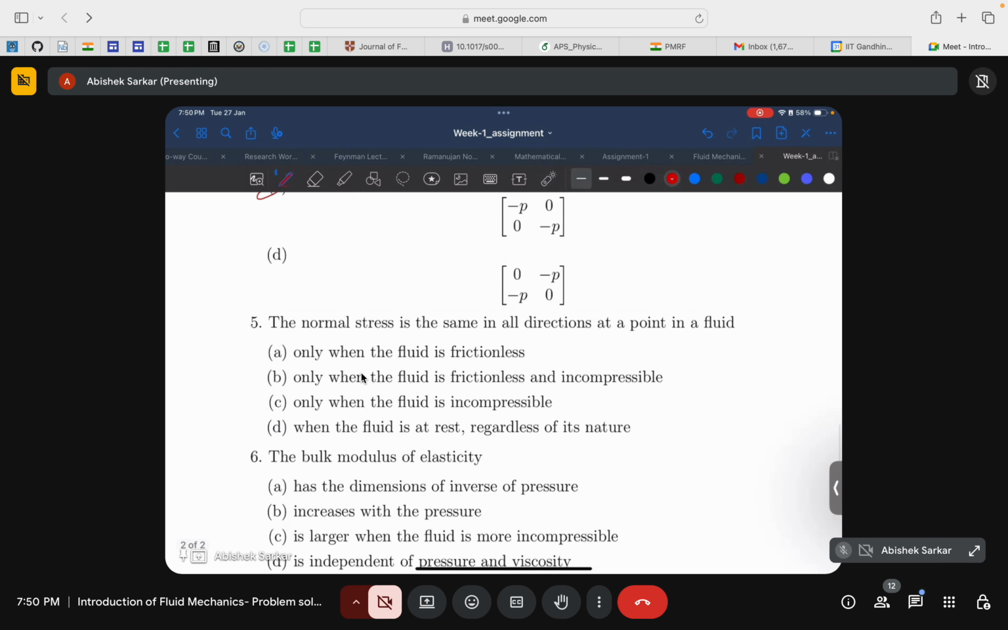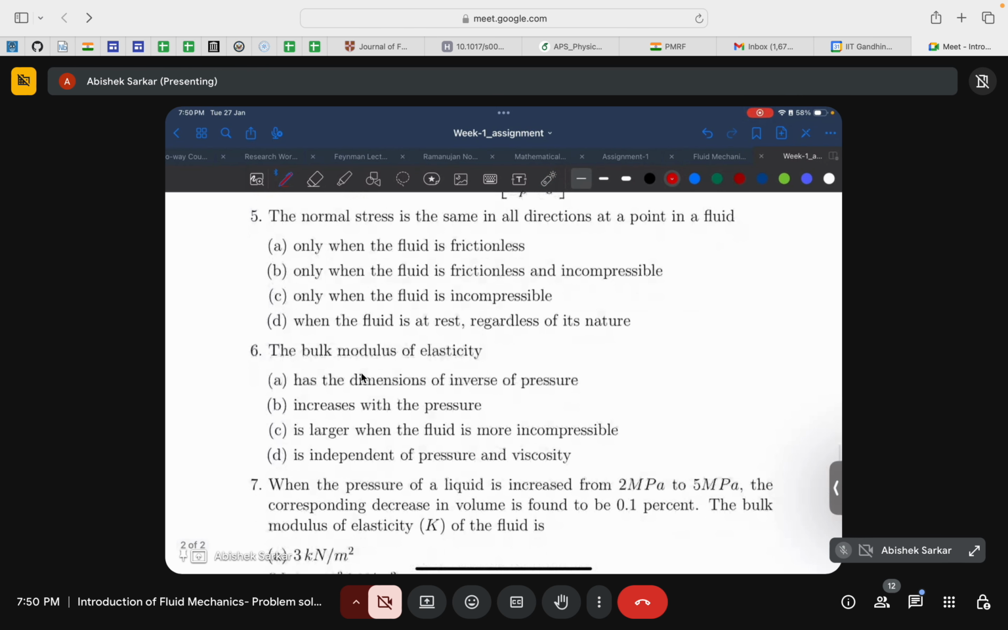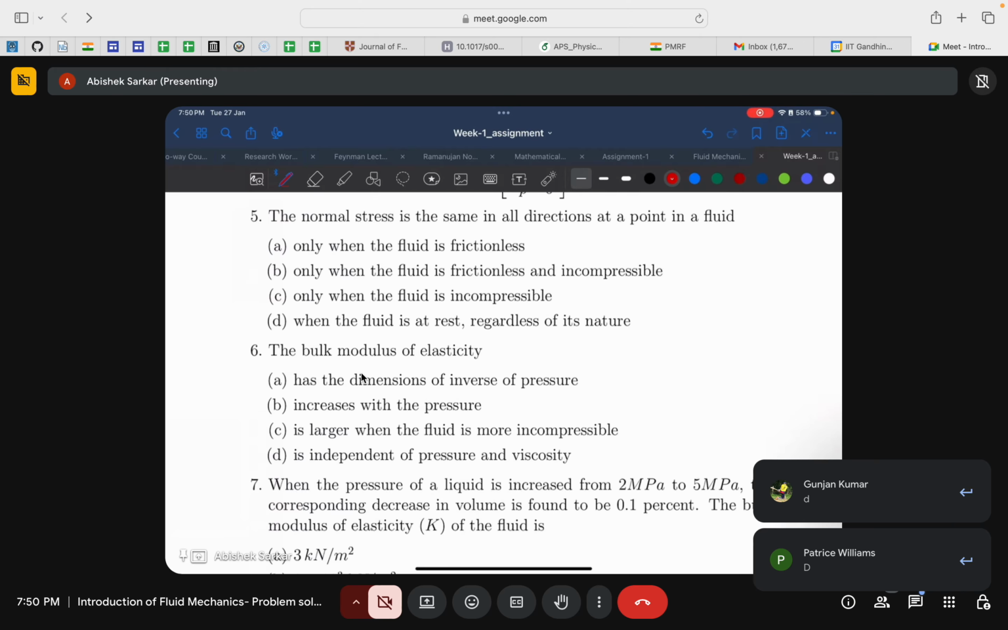Question number 5: the normal stress is the same in all directions at a point in a fluid only when the fluid is frictionless; only when the fluid is frictionless and incompressible; only when the fluid is incompressible; or D, when the fluid is at rest regardless of its nature. Which is correct? Gunjan says option D.